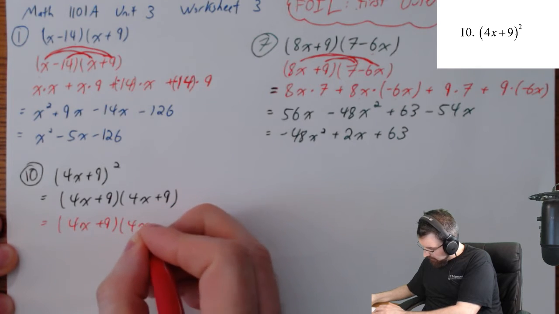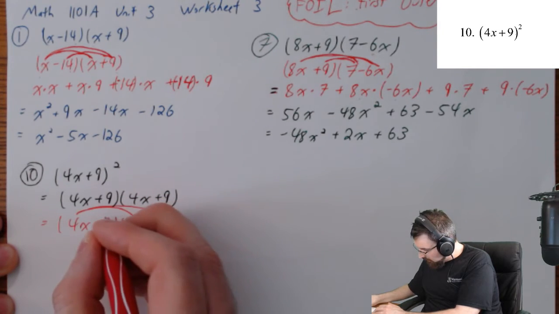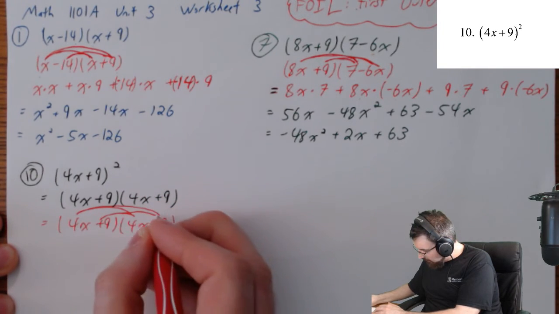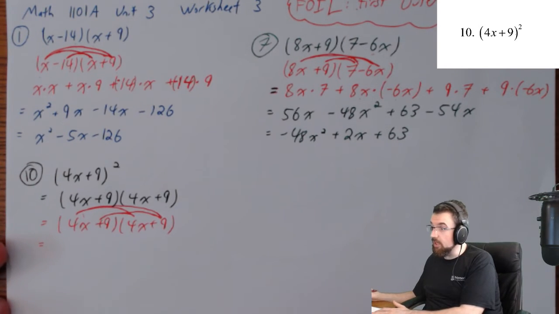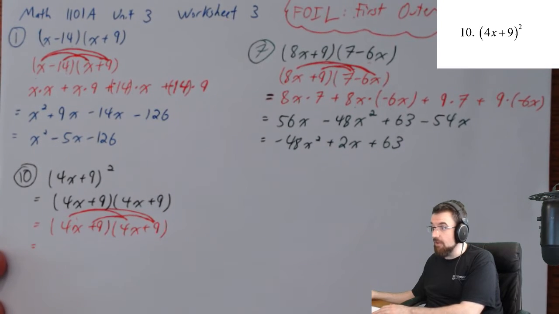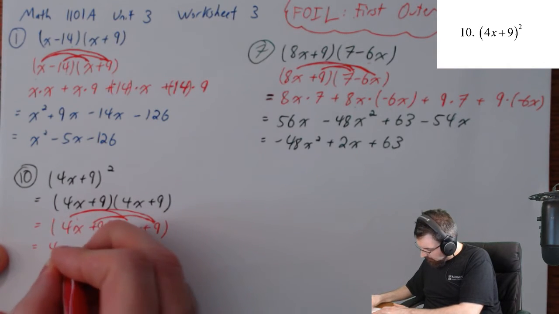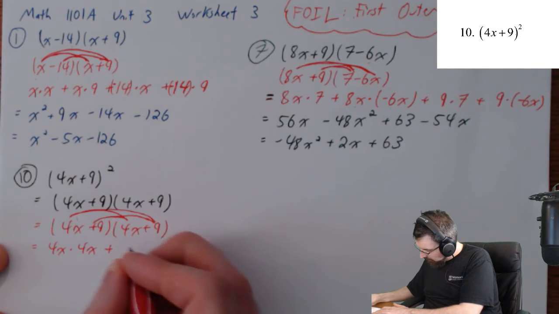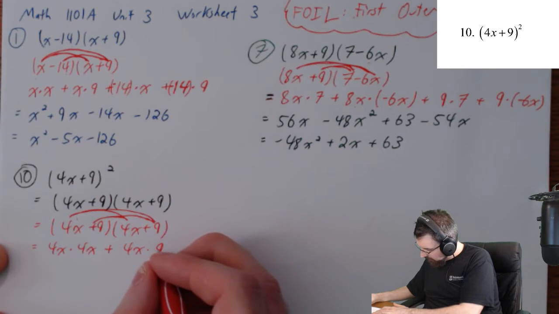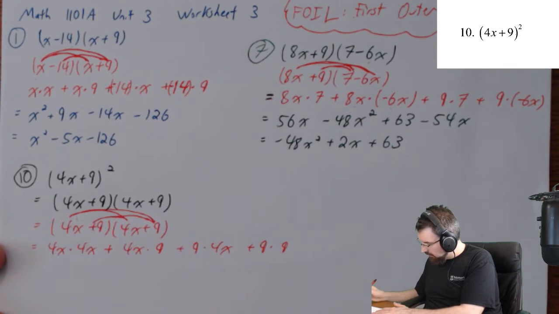From here, it's very similar to the first two questions. So the FOIL: first, outer, inner, last, like so. You don't need to draw this sort of thing. I'm just doing it to really over-explain what I'm doing here so that it makes perfect sense to you, or so that you've got a lot of resources that you can go back and check to make sure that you're doing it correctly. So then we're going to end up with 4x times 4x for the first one. Then plus 4x times 9 for the second one, plus 9 times 4x for the third one, plus 9 times 9 for the final one.